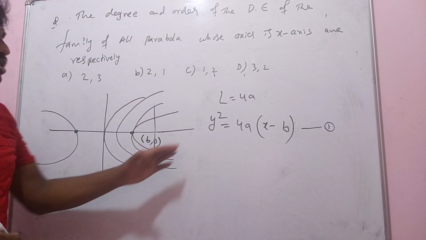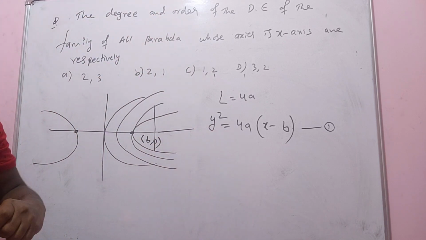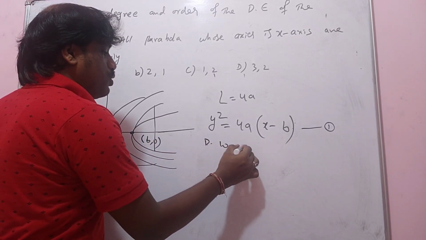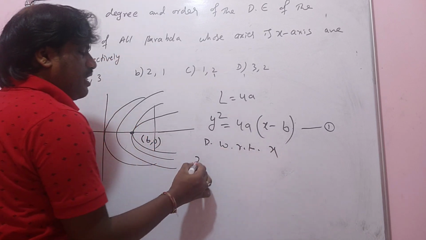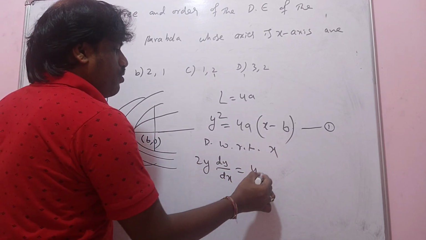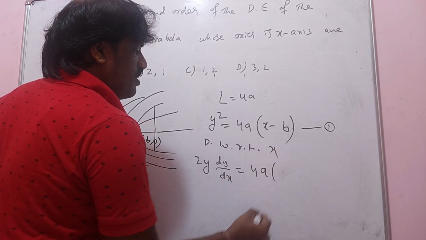So there are two arbitrary constants, so you have to differentiate two times. Let us differentiate the first time with respect to x. What I get here is 2y dy by dx equal to 4a, and the differentiation of x is 1.